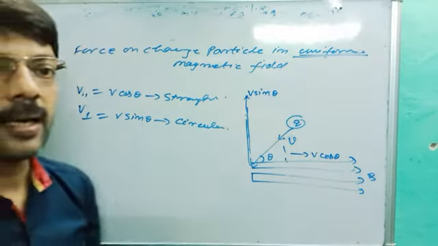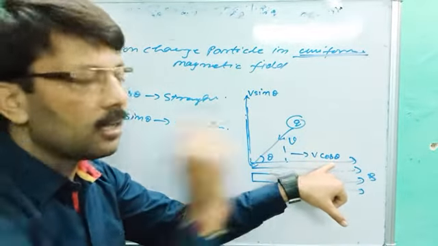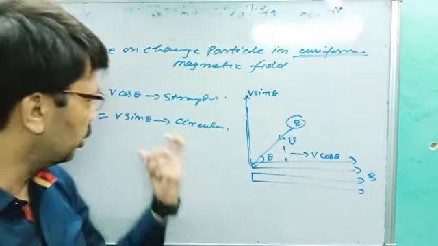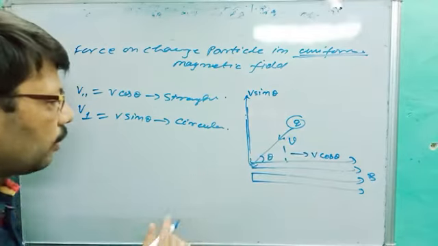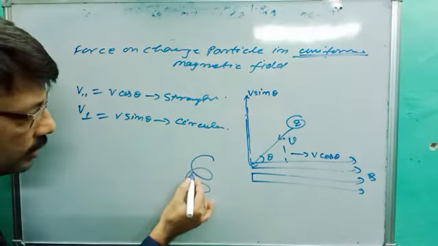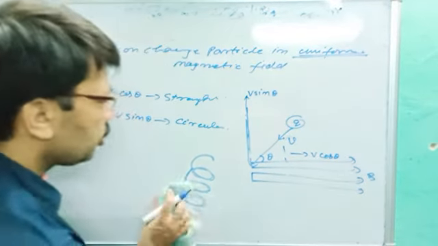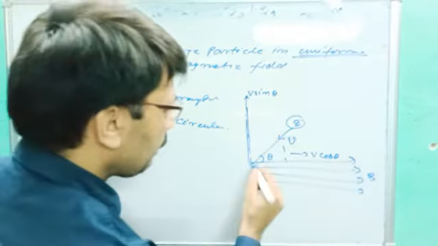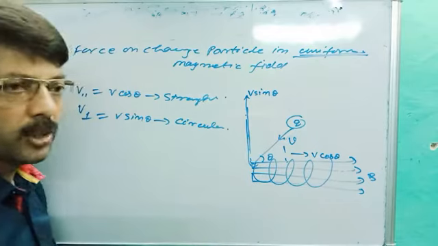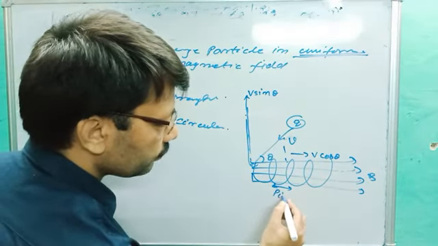So an extraordinary condition is created for the charged particle. One component is trying to move it in a straight line, another component is trying to rotate it in a circular path. Hence the resultant track will be a helix, like this. You can see this is the resultant track. It is circular, straight line, circular, straight line, circular, straight line. It means the resultant track of the charged particle will be a helix. And the total distance between two circles is called the pitch.